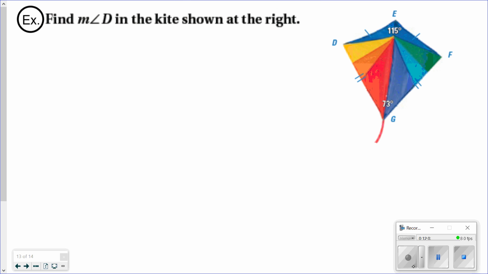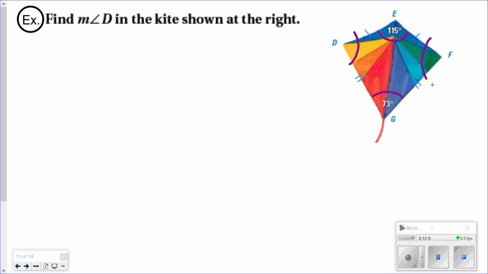We want to find the measure of angle D in the kite shown at the right. Okay, so looking at our kite here, we see that this angle is 115, and we see that this angle is 73. Looking back at our properties of kites, what do we know about angle D and angle F? Well, we know that they are the same measure.